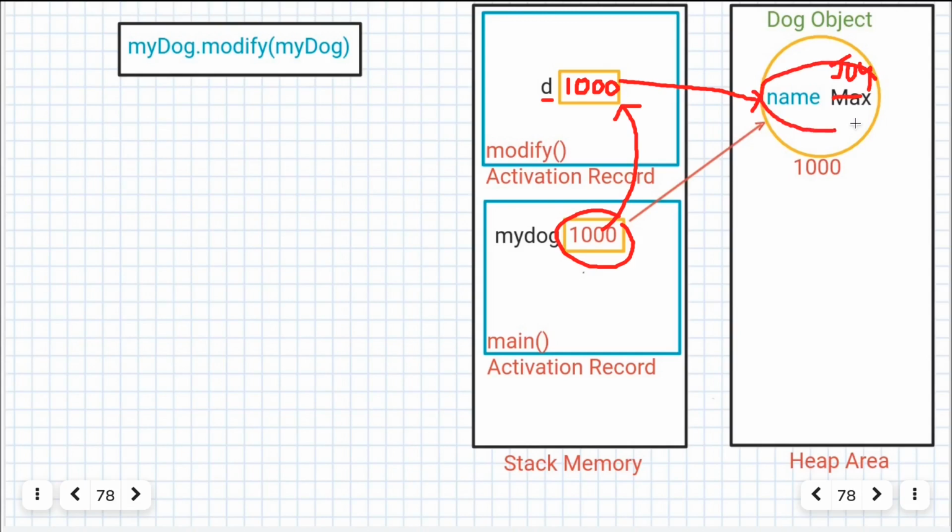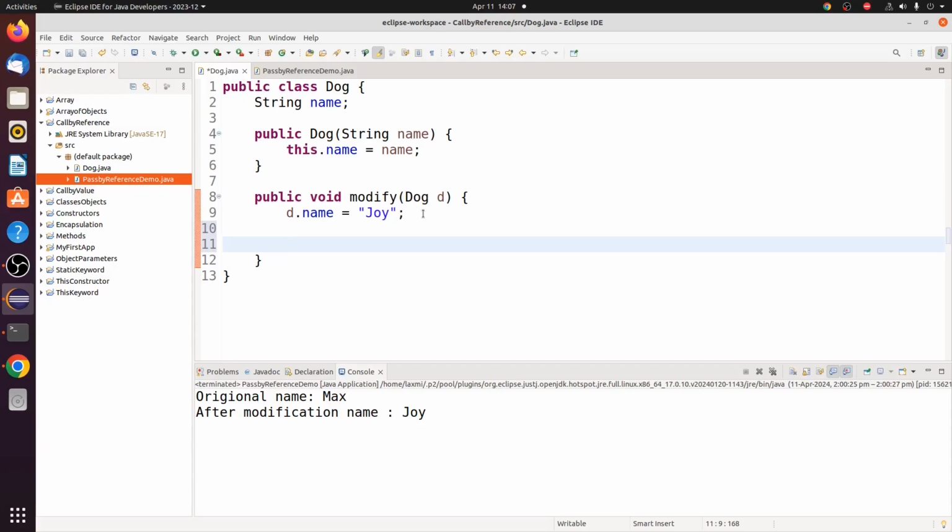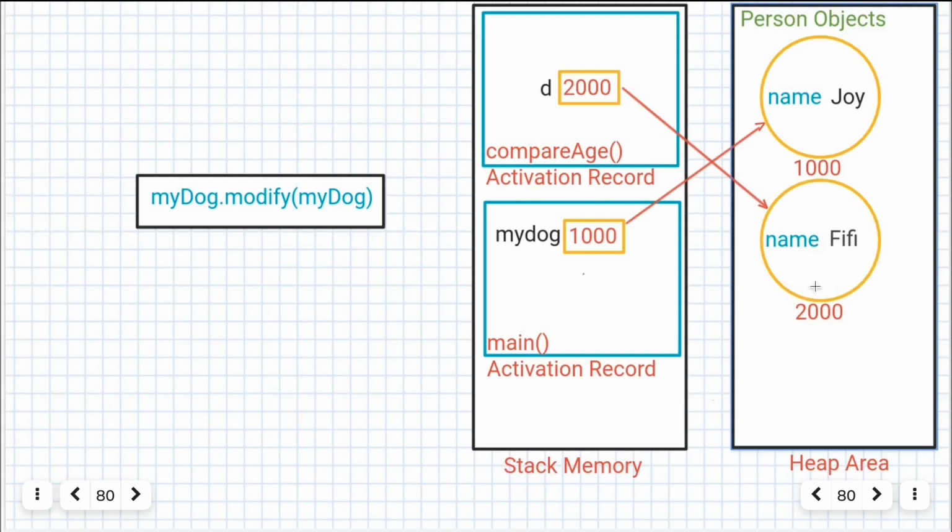Instead of modifying object data with reference d, suppose if we create new object with name Fifi and assign it with the reference d, then what will happen? Like this, one more new object will be created.